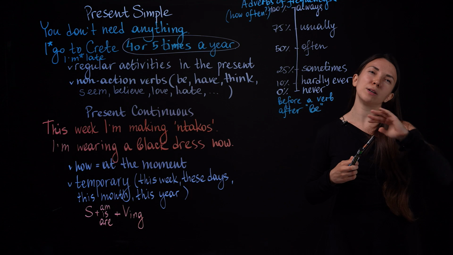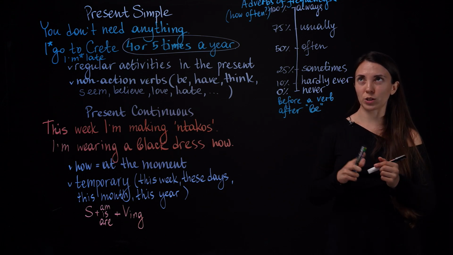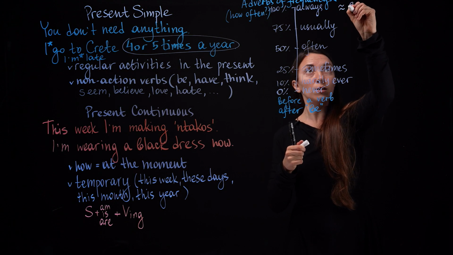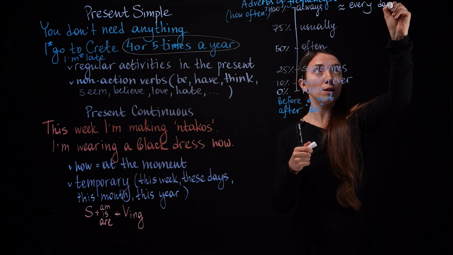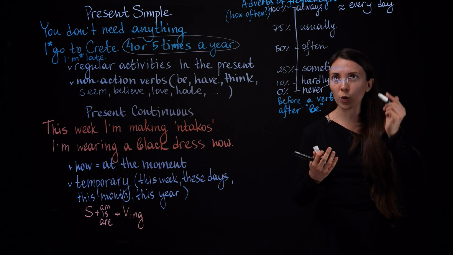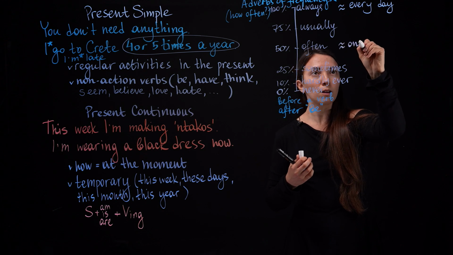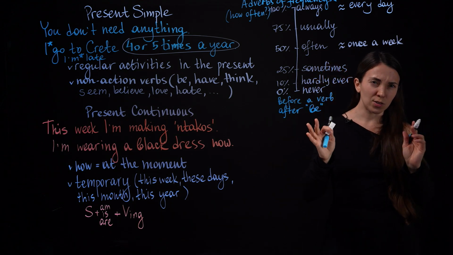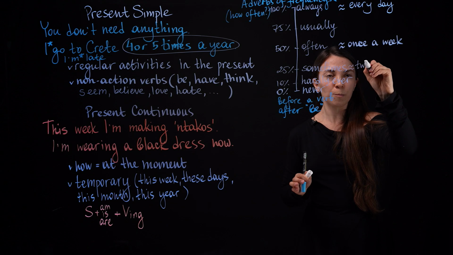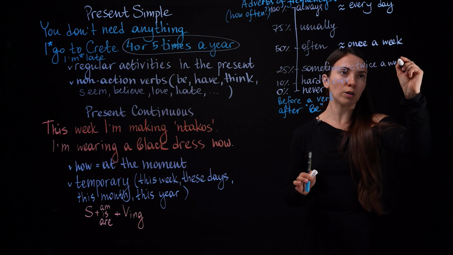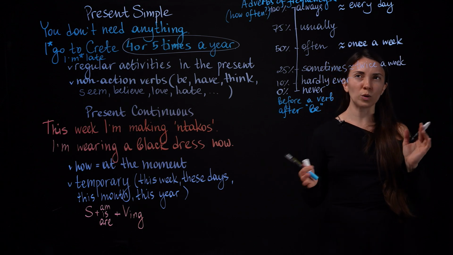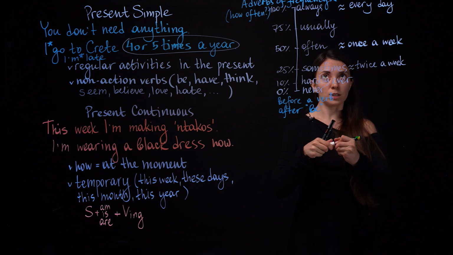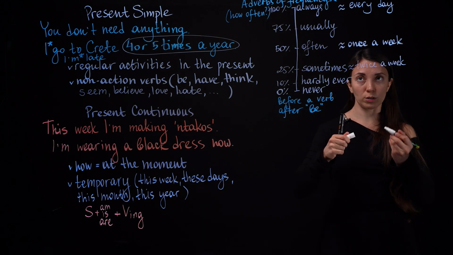Okay, we also have some other words like equivalents, so to say. If it always happens, it happens every day. Yeah, like every day. It can be once a week, twice a week, twice a year. Once a week, twice a year, and so on. What do we call them? Yeah, these are expressions of frequency.